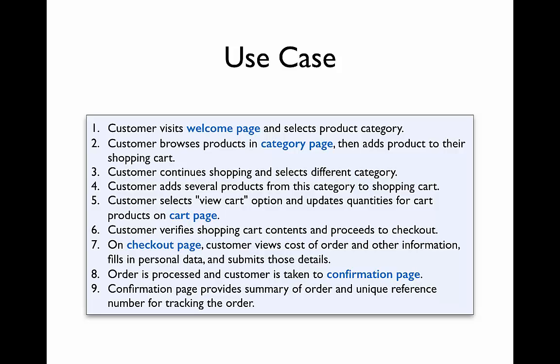Once a customer has all the items they want in their shopping cart, they view the cart, which takes them to the cart page. And they make any changes they want to the cart, like removing items or updating the quantities. Then they hit the checkout button, which takes them to the checkout page. Here, the customer has to fill in their personal information and submit it. Once they submit their personal information, they're taken to the confirmation page, which provides a summary of their order and a tracking number.